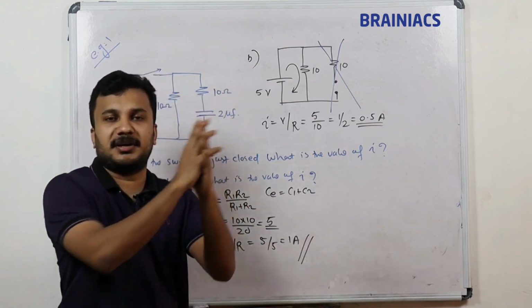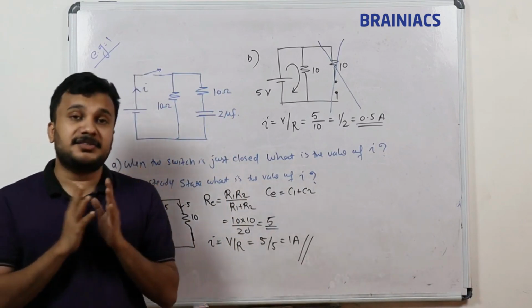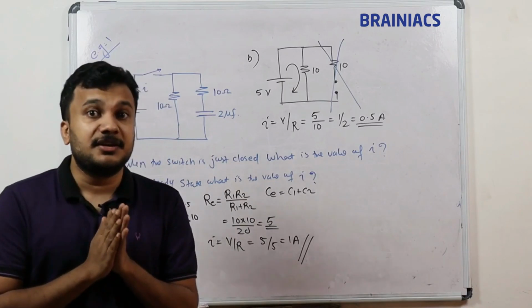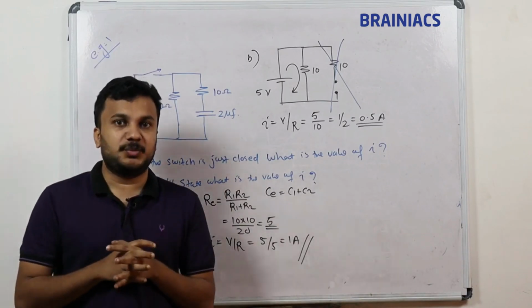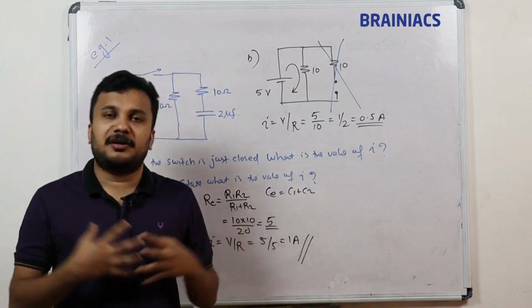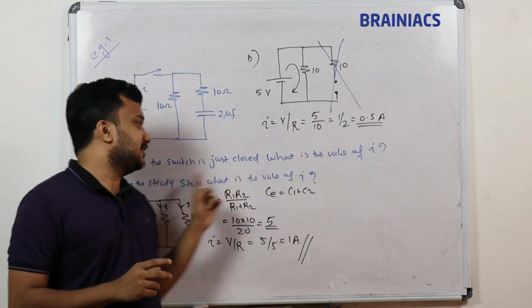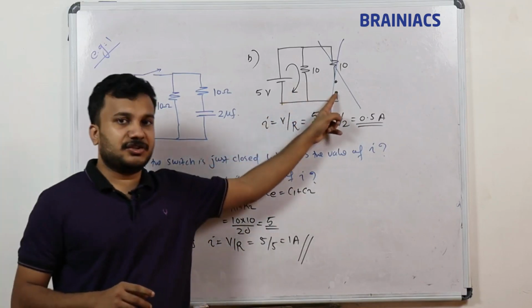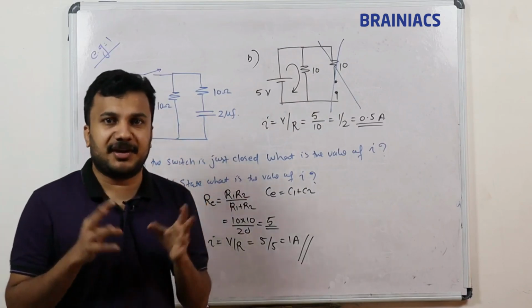In transient state, the capacitor will act as a short circuit. In steady state, which means the switch is closed for a longer time, the capacitor will act as an open circuit. Capacitor, steady state, open circuit: no current is flowing through the branch. That branch is a dead branch.